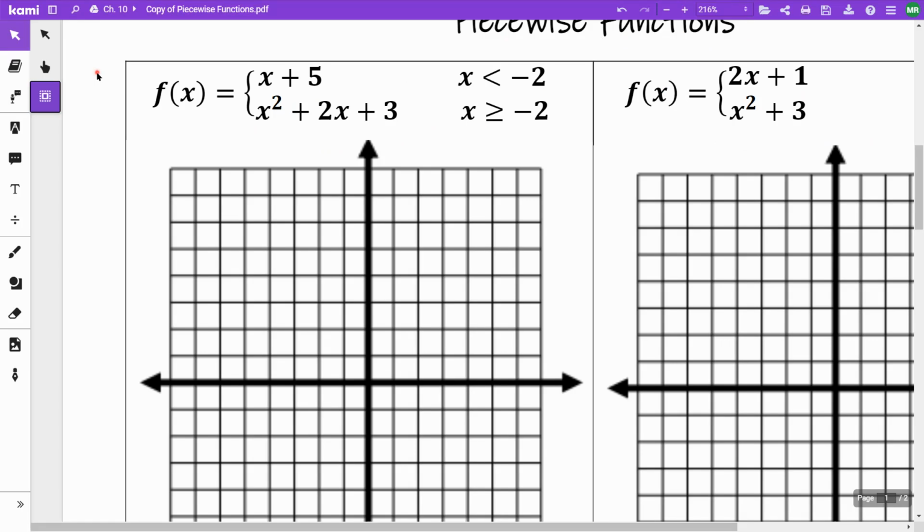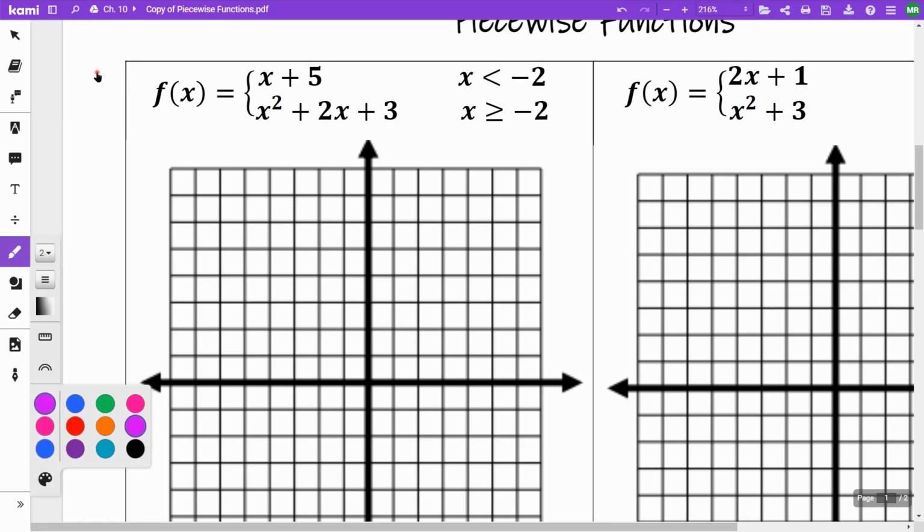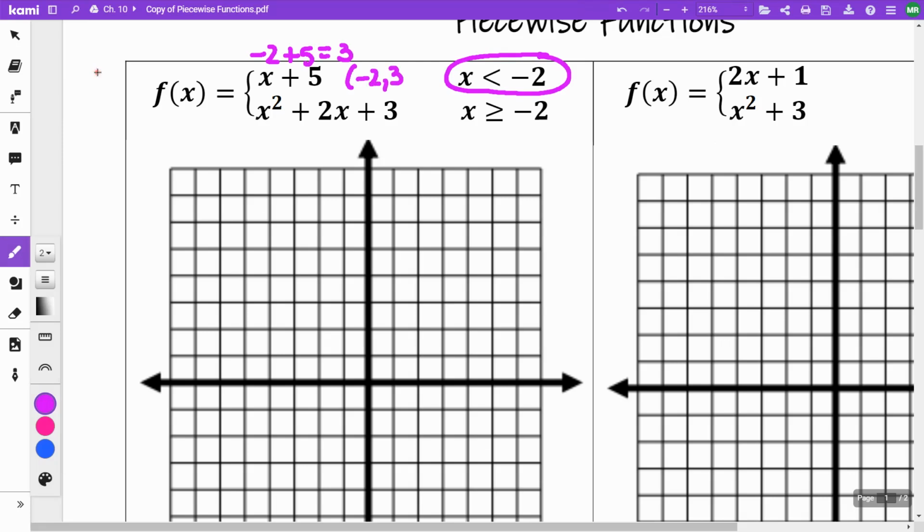And what I'm going to do for my line is I want it only starting, not including, but I'm going to use that as a boundary point, -2. So I'm going to put -2 in here. -2 plus 5 is 3. So I'm going to have a point at -2 comma 3. So I'm going to go to -2 comma 1, 2, 3. I'm going to put my point. Okay, maybe I'll make it a little thicker.